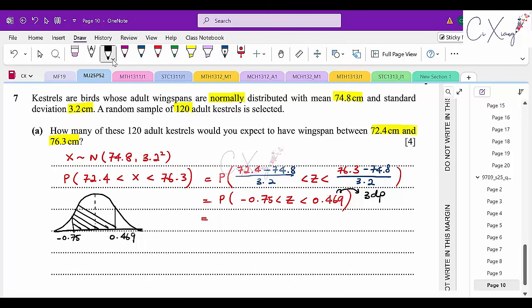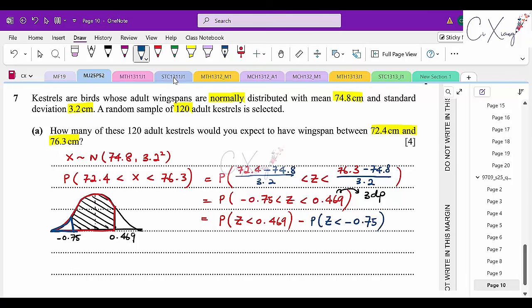This is the area that I'm interested in. And usually when I want to find out the area here, I always take this particular area. Can you see the red color area here that I put like this? So this red color area, if I want to write it in symbol form, it should be Z smaller than 0.469. But because my final answer, I'm only interested in the shaded area, right? So I have to take the red color area minus this blue color area that I'm drawing now. Can you see the blue color area? So that means I have to minus the blue color area, which is the probability of Z smaller than negative 0.75.